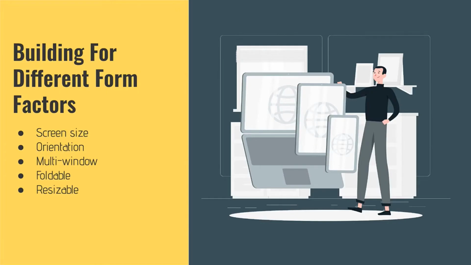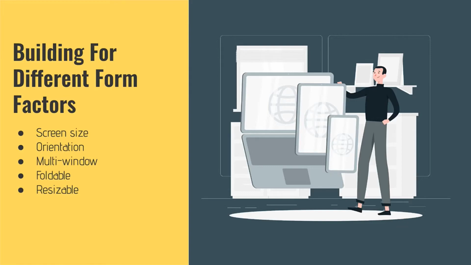Different form factors that we can account for are screen sizes. Like I said, are you using a small phone, a medium-sized phone, a large phone? Are you using a tablet? We can account for screen orientation. Are you in portrait mode? Is your user in landscape mode? Are they switching back and forth between the two regularly? Are you on a device that might have multiple windows, and do you support multiple windows? Is the user using a foldable device? So maybe they have one screen when it's folded, and when they open it up, there's maybe one larger screen or two separate screens. And the screen could be resizable.